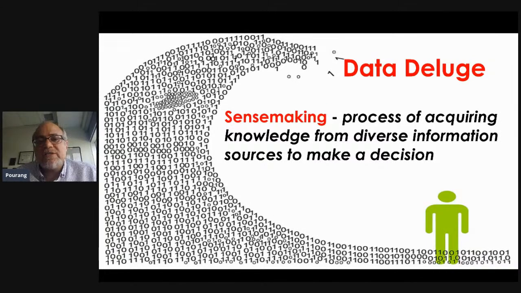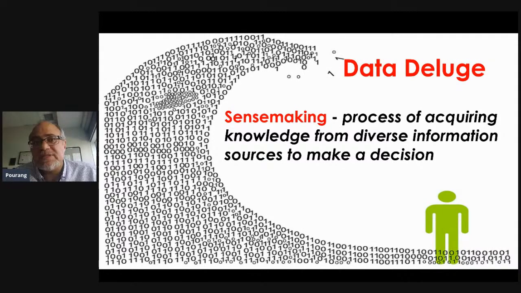And so in this context, we define sense making as the process of acquiring knowledge from diverse information sources to make a decision. So it's basically the idea that you are depending and relying on this information to come up with a decision. And our perspective on this work is that of being able to provide technologies that allow people to tap into this information source, both actively as well as passively.